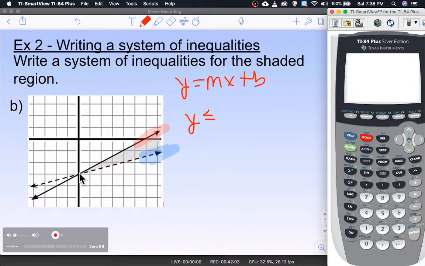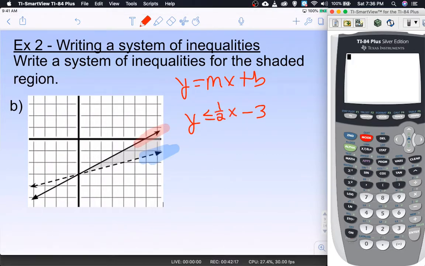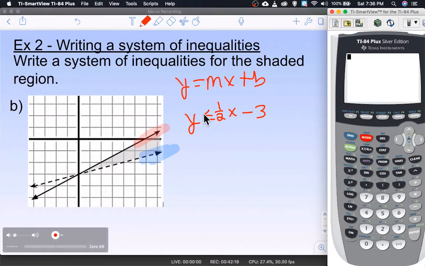My y-intercept is negative 3. And my slope is up 1 over 2. Up 1 over 2x. That is the equation of my red line.